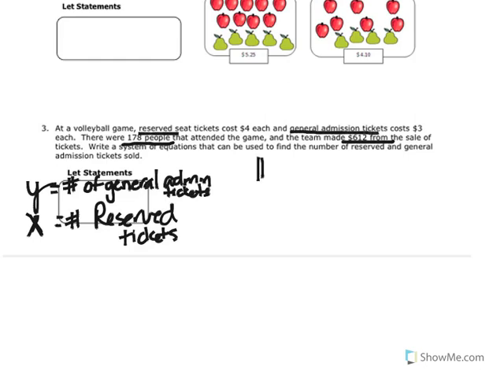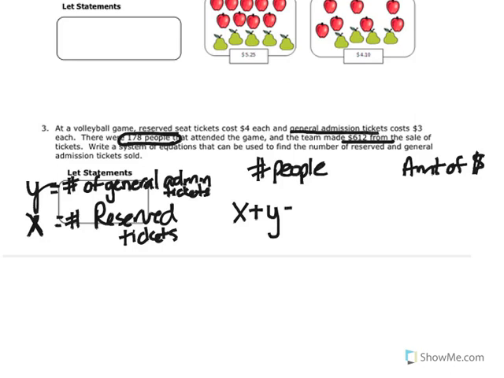One dealing with the number of people who attended, and one dealing with the amount of money. And we're going to use these variables. So if X is the number of reserve tickets and Y is the number of general admission tickets, and there were 178 people that came through the gates with tickets, we can write an equation like this. X plus Y equals 178.